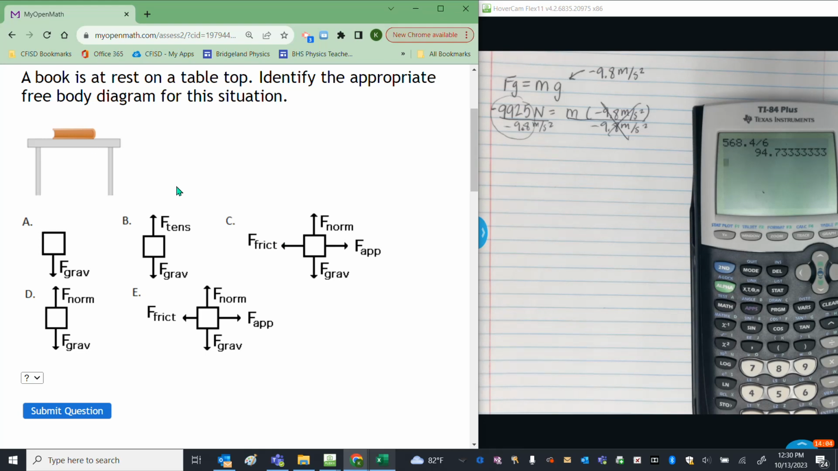However, the other force is the support force from this tabletop. And that support force has a name, and it is called the normal force. Picture D shows gravity down, normal force up. I don't have anything here involving friction or an applied force because it's just sitting there at rest. And so the answer we're going to select is answer D, normal up, gravity down.